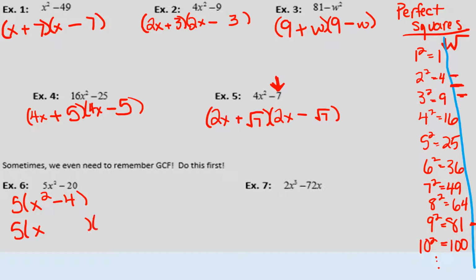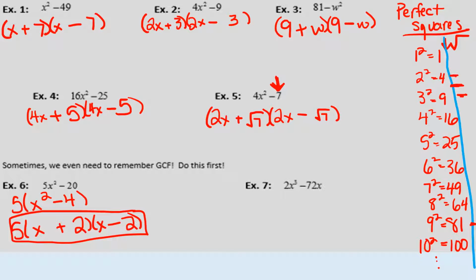We need 2 sets of parentheses. To get to x squared we need x times x, so I put x's in my first spots in my 2 sets of parentheses. To get to a negative 4, we need to take the square root of 4, which is 2. Opposite signs, so a plus 2 and a minus 2. So 5 times x plus 2 times x minus 2 is my final answer.